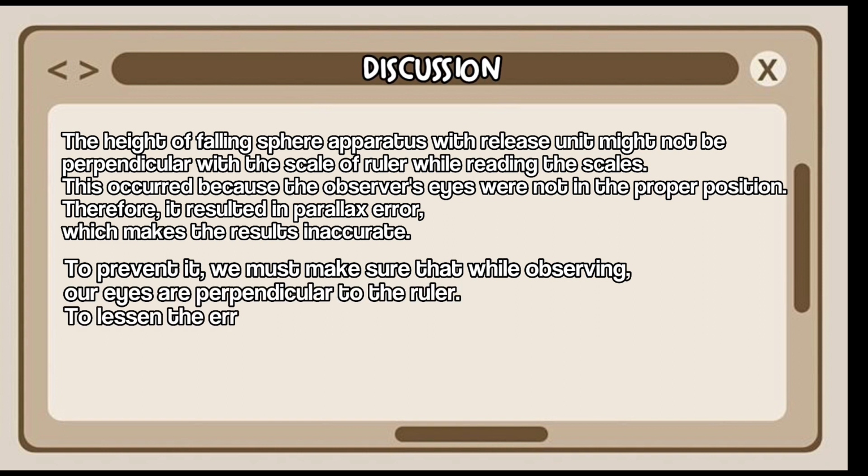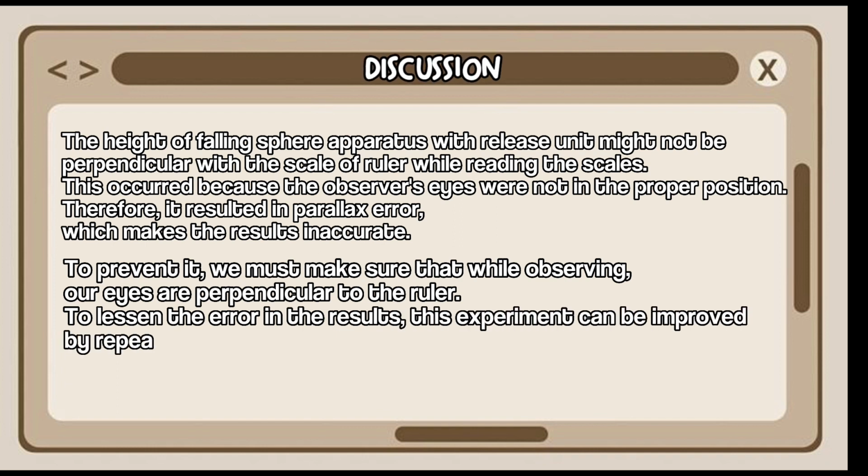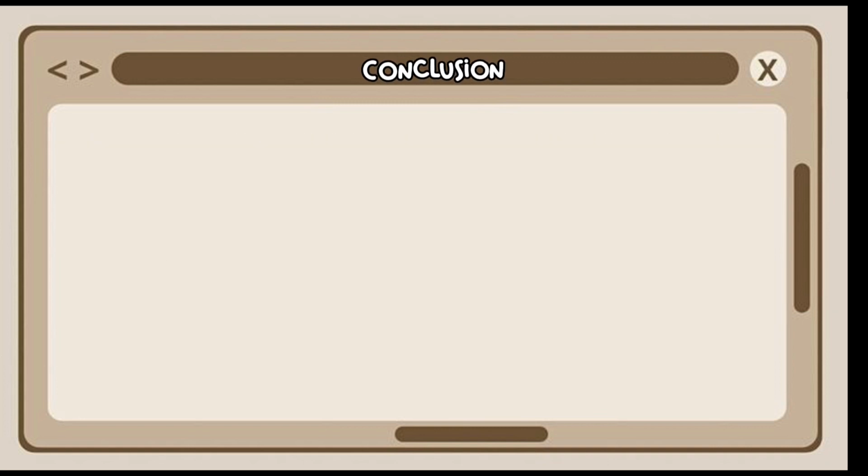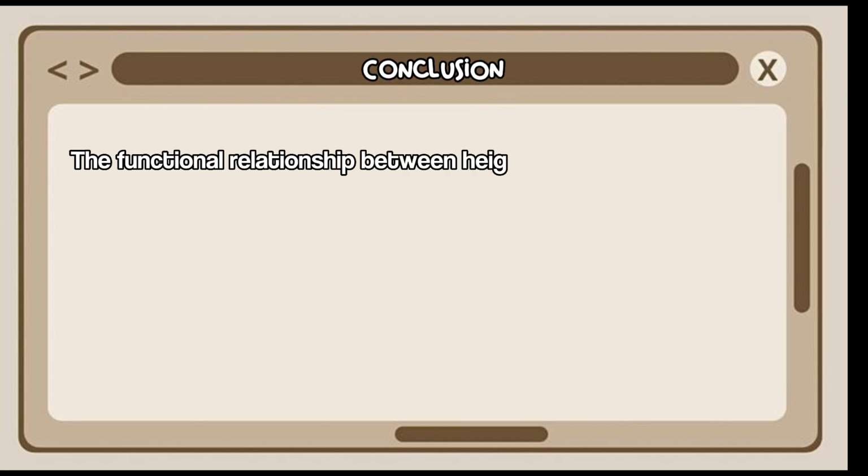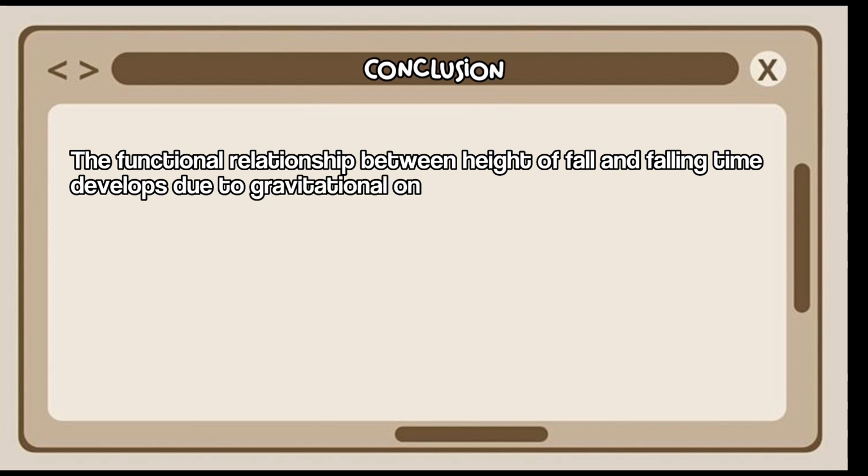To lessen the error in the results, this experiment can be improved by repeating it more than 3 times. So, the conclusion for this experiment is the functional relationship between height of fall and falling time develops due to gravitational force on Earth, which is constant.